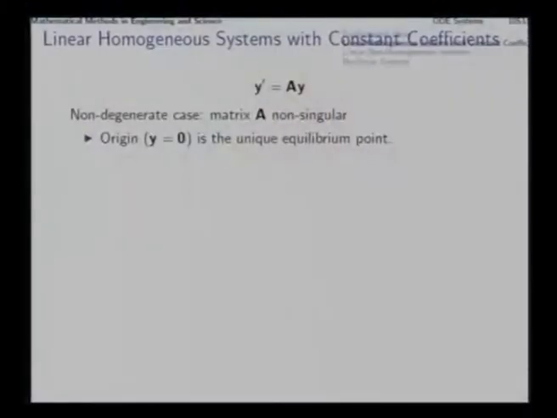So, with this understanding that we are discussing only that case in which the matrix A is non-singular, that is, any degeneracy has been handled at the formulation stage itself, we will find that with this non-singular A, the only way the right hand side can be 0 is at the origin, at y equal to 0. So, for this linear homogeneous system with constant coefficients, origin is the unique equilibrium point, that is the only equilibrium point or critical point. So, all that we need to analyze is the immediate neighborhood of the origin.